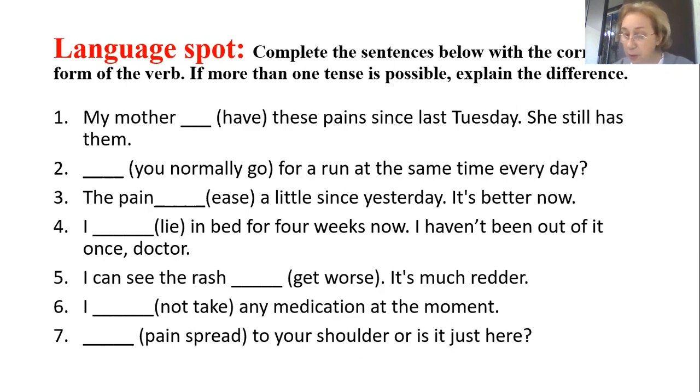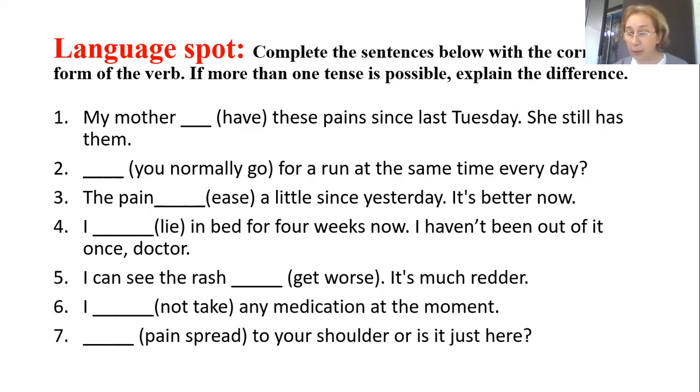For example, the first sentence, let us listen to Abu Ali, please. The first sentence. Yes, teacher. My mother has been having this pain since last Tuesday. She still has them. Exactly. So it's better to use the present perfect continuous because we have the preposition since. It shows that the perfect form should be used. And if she still has them, it means that it is in progress, has been having.